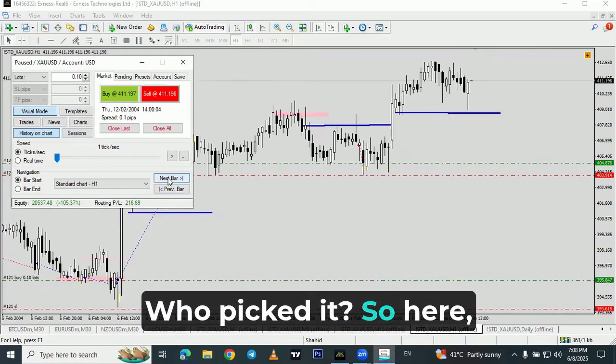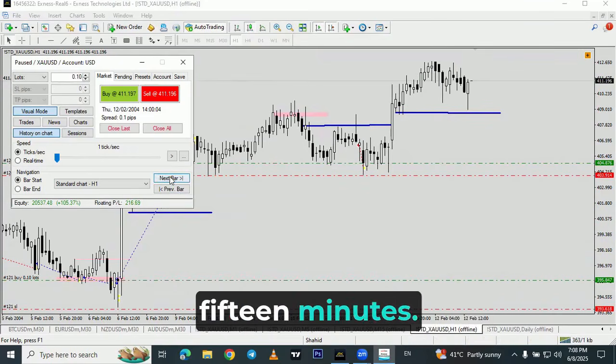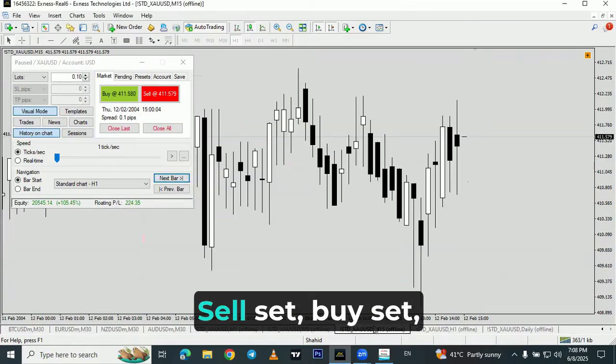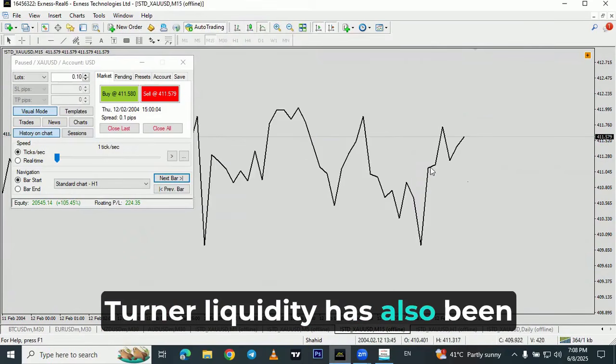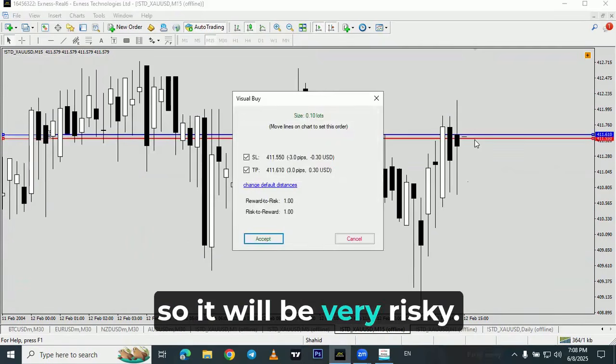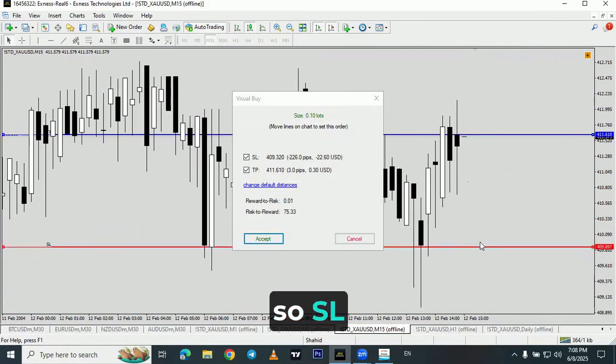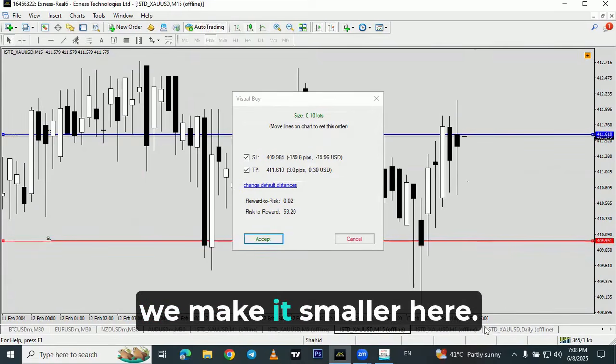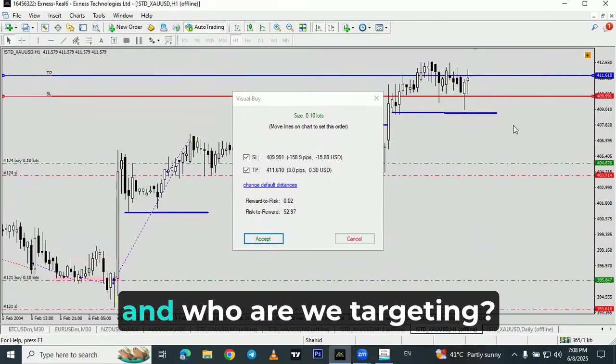Who picked it? So here, let's move to 5 minutes, 15 minutes. What are 15 minutes saying? Sell set, buy set, turner liquidity has also been taken. Here we take a buy saying this is in buy mode. So it will be very risky. SL is very big. So we make SL smaller here. We adjust SL here.